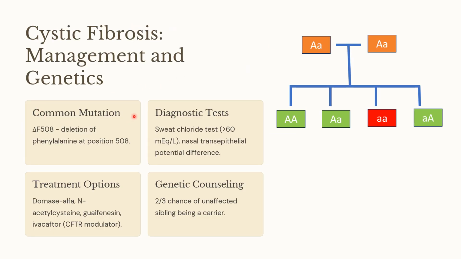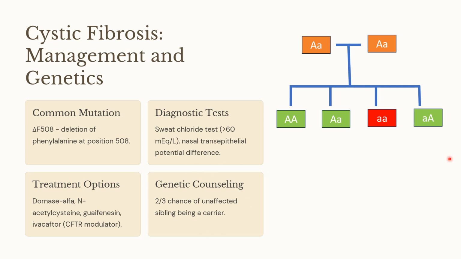The most common mutation among the allelic heterogeneity is the delta F508, that is deletion of phenylalanine at position 508. And the diagnostic test is a sweat chloride test, where we will be finding the chloride to be more than 60 milliequivalents per liter. And nasal transepithelial potential difference is also positive.